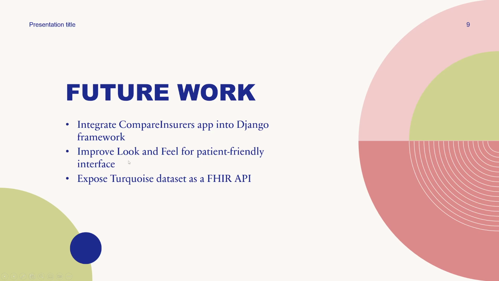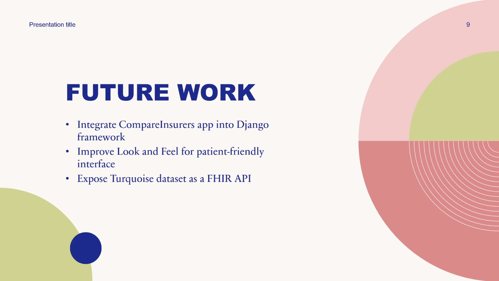Next, I'd love to improve the look and feel for a patient-friendly interface. It's definitely a little bit bare bones at the moment. Look and feel wasn't quite in scope, but adding things like a nav bar, some basic CSS would be really, really nice. And then finally, I would love to expose the Turquoise dataset as a FHIR API.